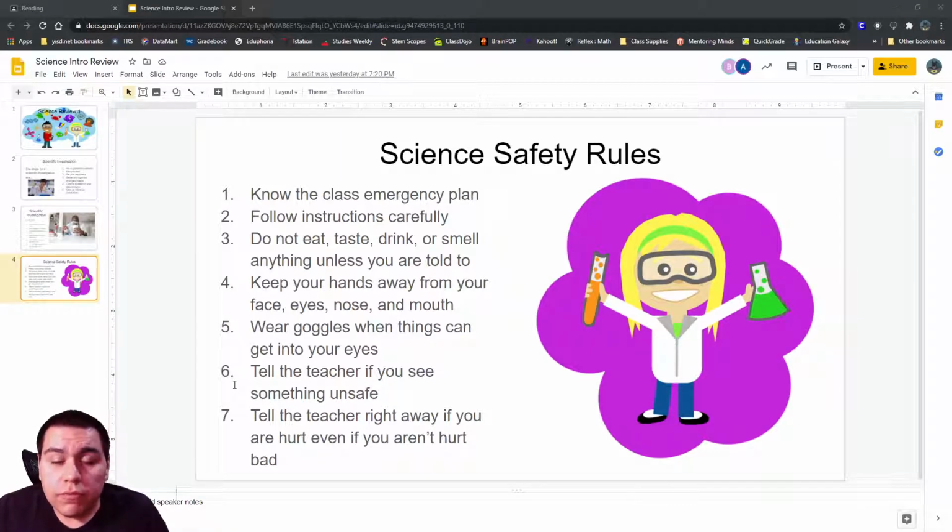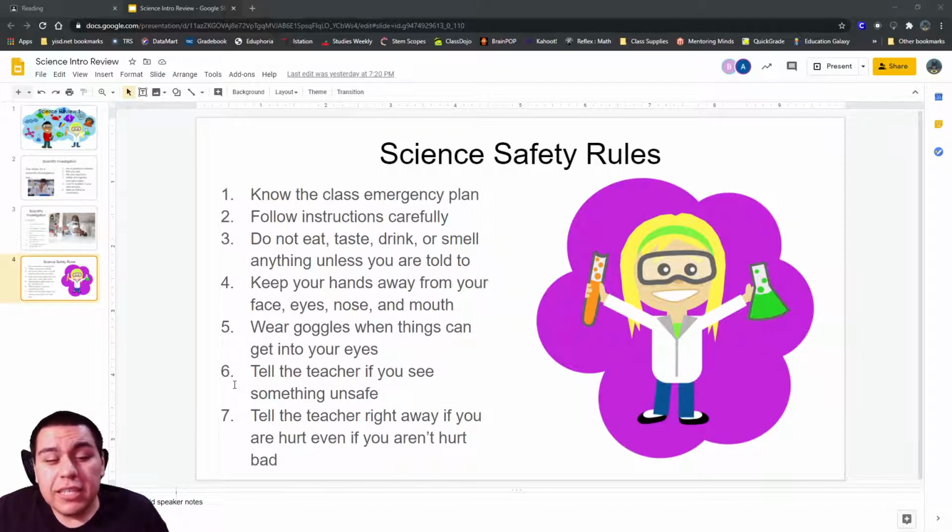Next one, don't forget, if you see something that's unsafe or you see somebody that's being unsafe, you let the teacher know. Should you wait until the teacher later on, or should you tell the teacher right away? What do you think, Bailey? Should you wait until the teacher afterwards or tell the teacher right away? Tell the teacher right away. Right away. The sooner that you let the teacher know, the sooner that they can fix that, and the less of a chance that something happens where either the experiment's ruined or somebody gets hurt.